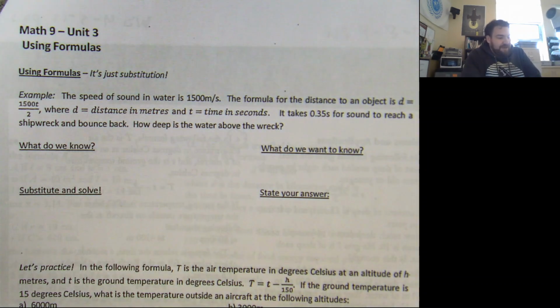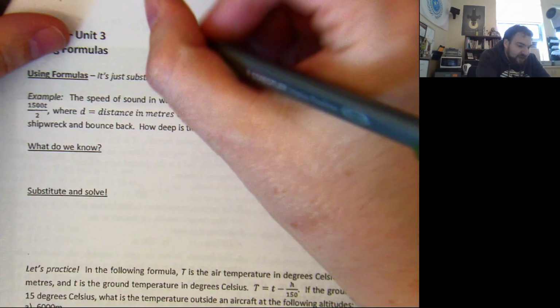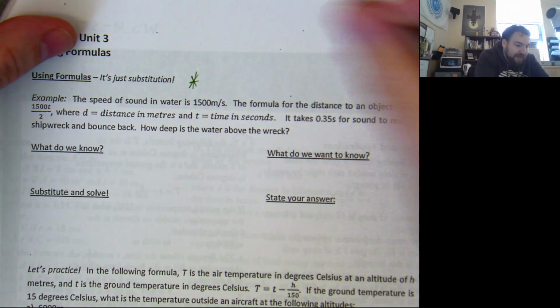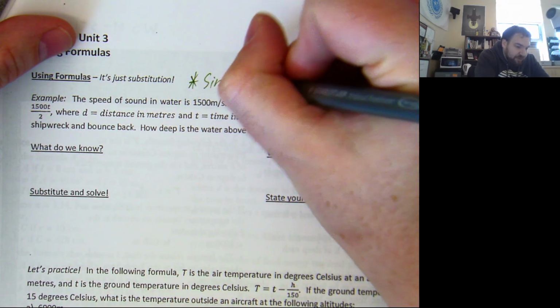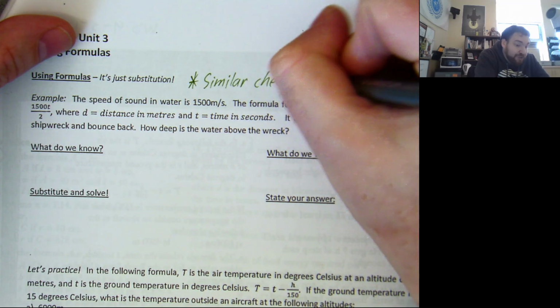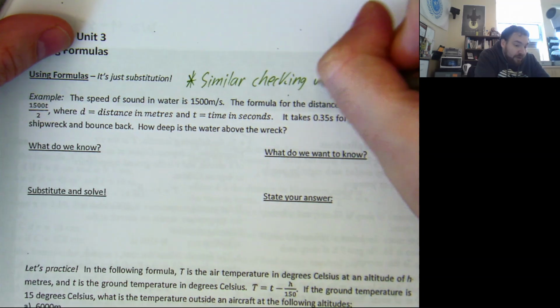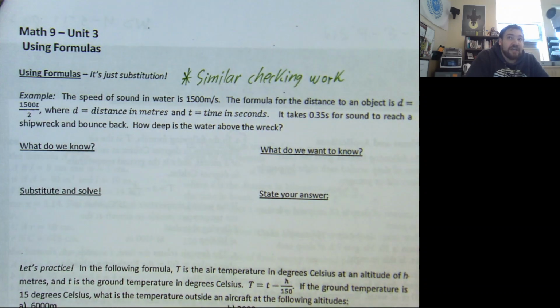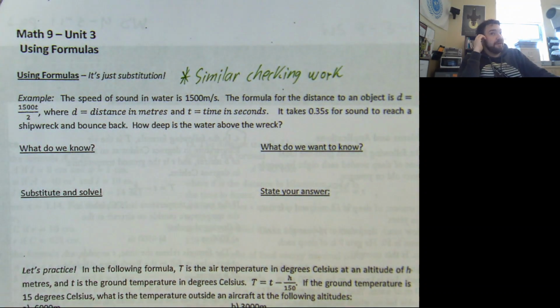So find me this page. Here we go. We're going to look at using formulas. Now, using formulas is an awful lot like stuff we've done already. This is going to be similar to checking those of you who have been doing this, checking your work throughout this equations unit. This is going to look very, very similar.